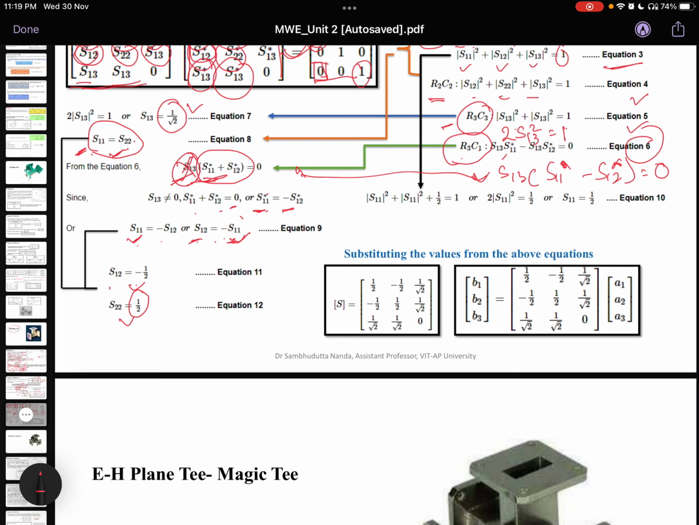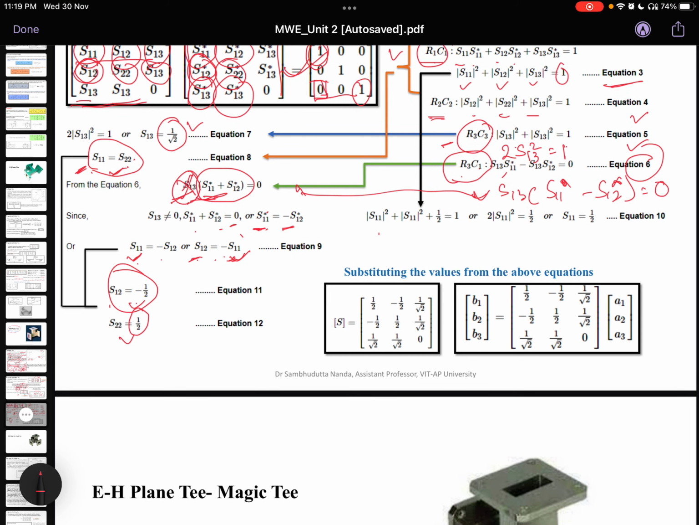So now how is this S12 equal to minus 1 by 2? From this first equation we can write S11 square plus S11 plus 1 by 2, because the S13 value is 1 by 2, equals 1. Substituting all the values, it will be 2 S11 square equals 1 by 2, because 1 comes to this side, so 1 minus 1 by 2 remains 1 by 2, or else we can write the S11 value is 1 by 2. Now we have got all the values from here.